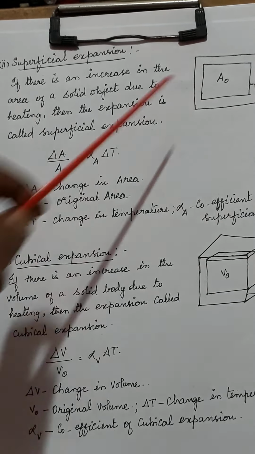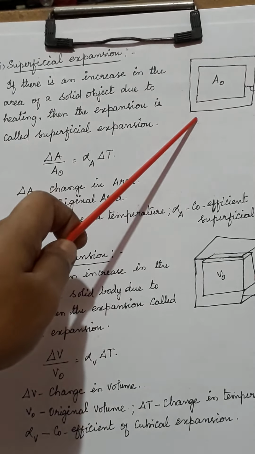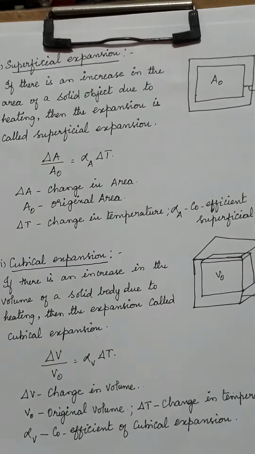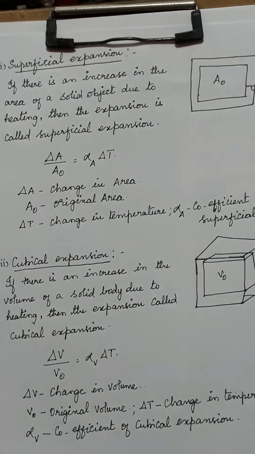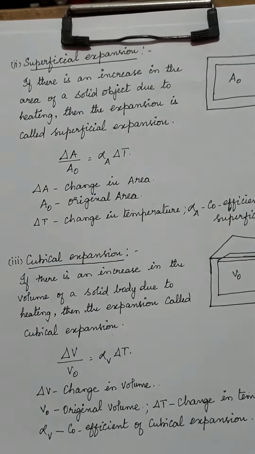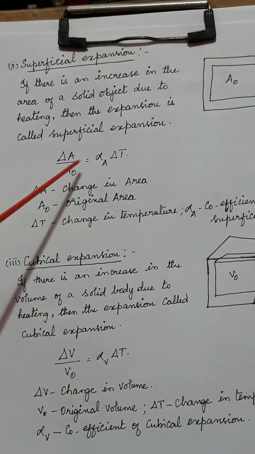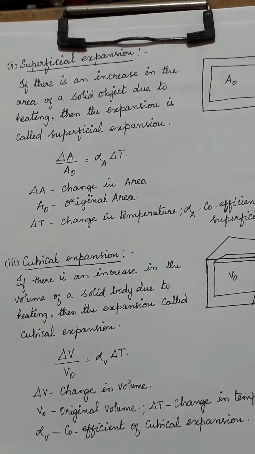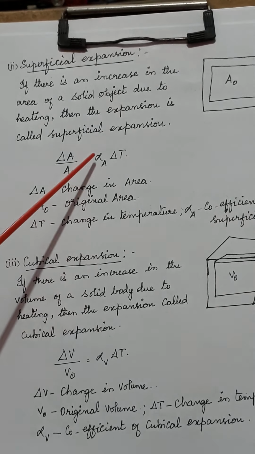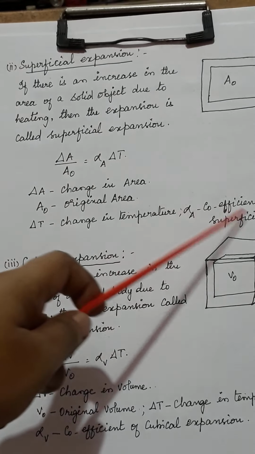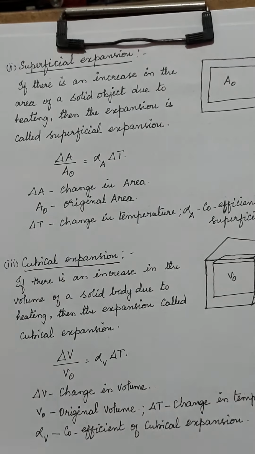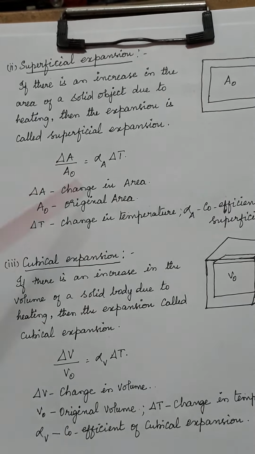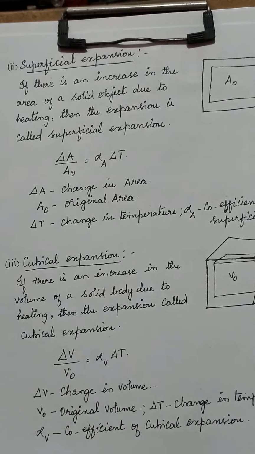On supplying heat, what has happened? The area has increased. That increase in area is denoted as del A. Now again the same relation, where del A by A naught is equal to alpha A into del T. So from here you understand that alpha A is nothing but the coefficient of superficial expansion. Again, del A is the change in area and A naught is the original area.